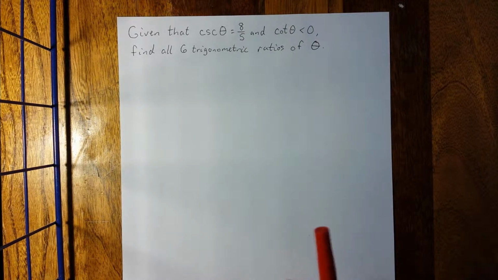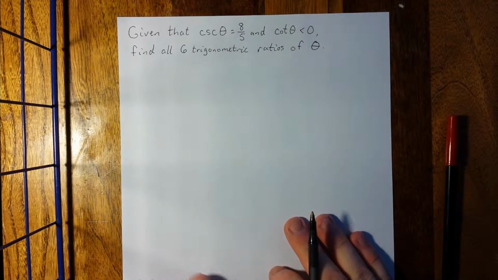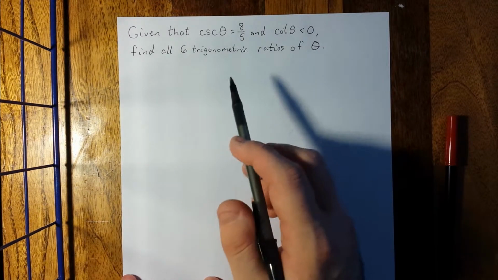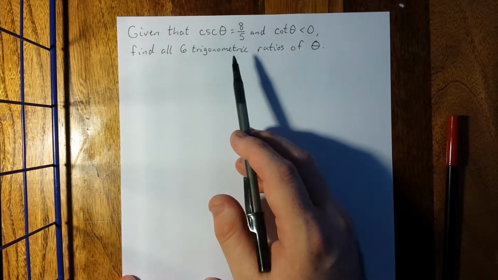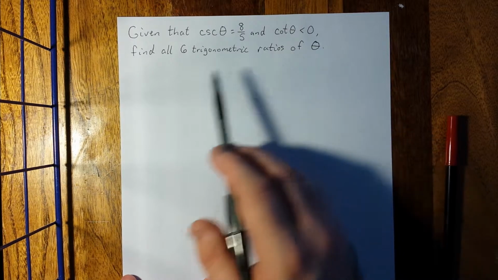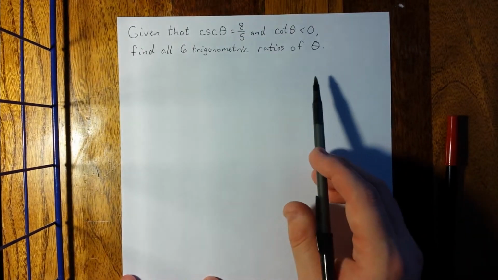We are going to be doing a little bit of trigonometry today. This is going to be a really good quiz or test type question. So, we are given the value of one of our trigonometric ratios, and we are told one additional piece of information about the angle. We're asked to find all 6 trigonometric ratios of the angle theta.